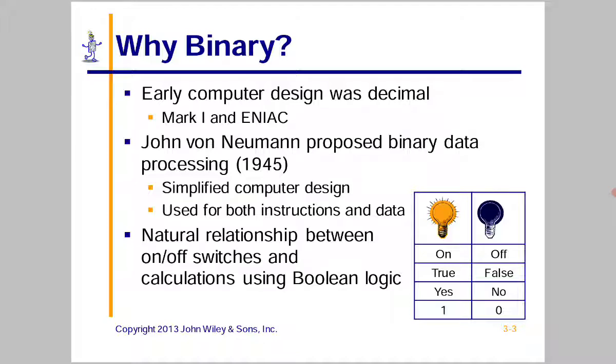So why binary? Early computers were designed with decimal, such as Mark 1 and ENIAC. John von Neumann proposed binary data processing, which simplified computer design and was used for both instructions and data. In the beginning we may use a decimal number system, and later it is converted into the binary number system. All computers are built using the binary number system only, that is 0 and 1.